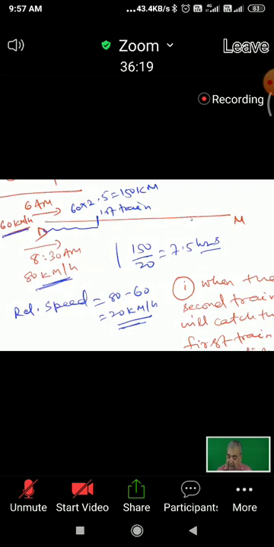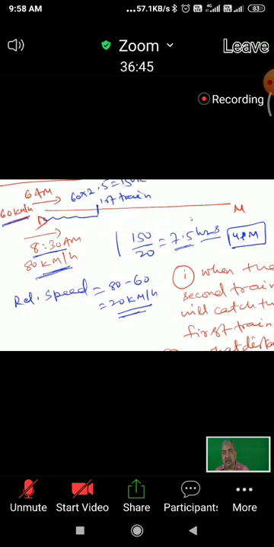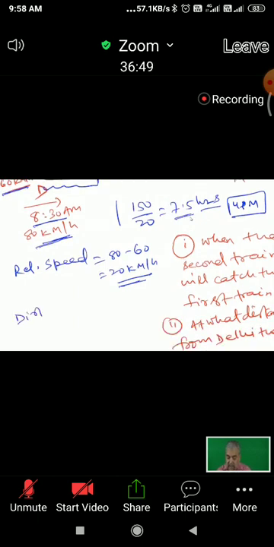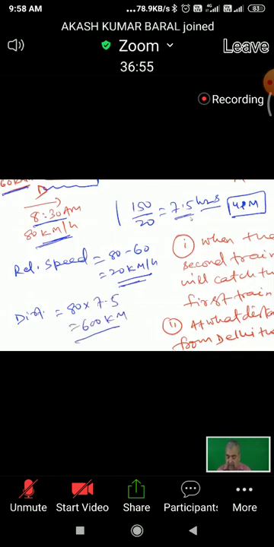So in 7.5 hours, the second train will overtake the first train. If you add 7.5 hours to 8:30 a.m., the time will be 4 p.m. So at 4 p.m., the second train will overtake the first train. Now, the second question is, at what distance from Delhi will the second train overtake the first train? Obviously, in 7.5 hours, how much distance will the second train travel? So distance will be 80 speed into time 7.5. If you solve, this will be 600 kilometers. Means after 600 kilometers, the second train will overtake the first train.